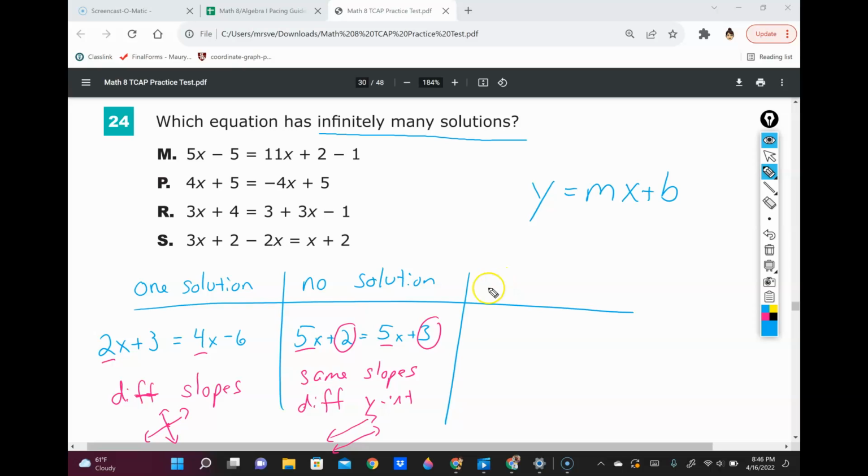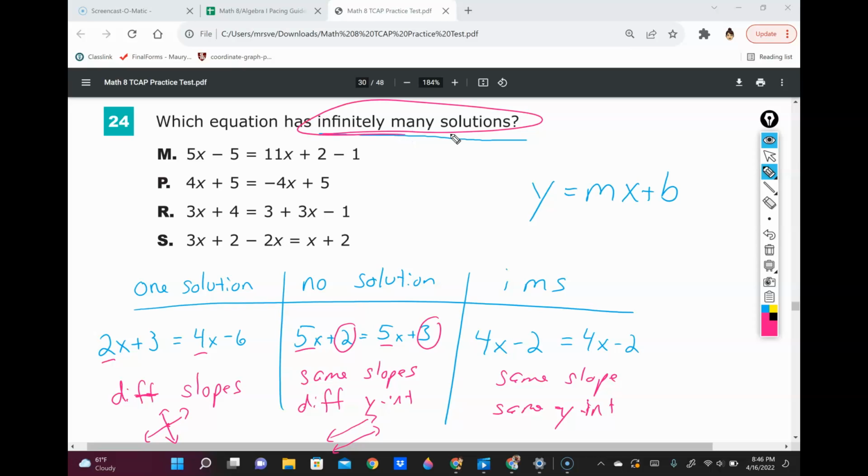And then the last one would be your infinitely many solutions. And this one's easy to memorize because everything will look the same. 4x minus 2 equals 4x minus 2. You're going to have the same slope. You're going to have the same everything, the same y-intercept, the same everything.